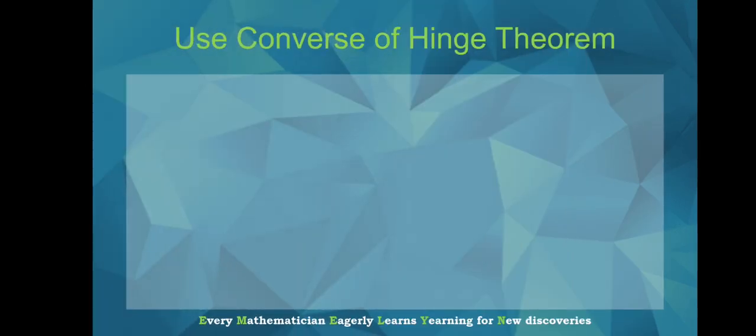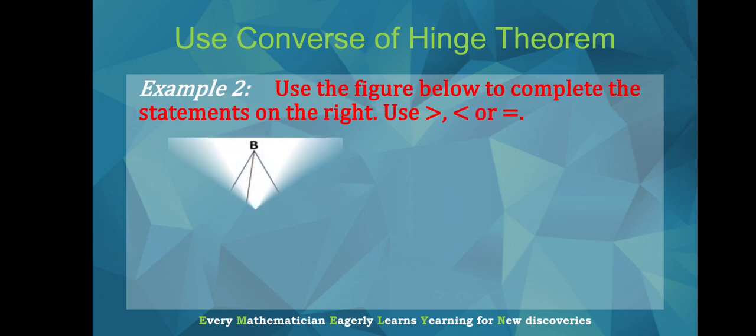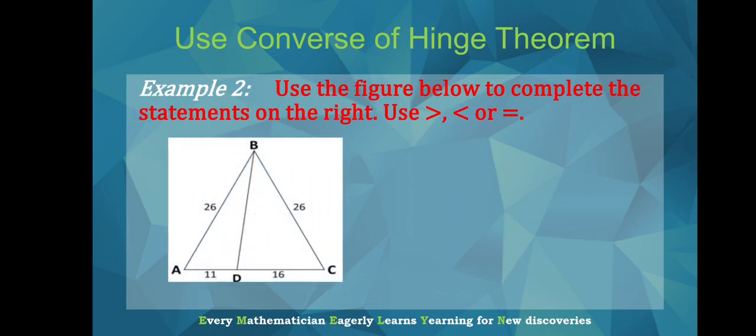Example 2. Use the figure below to complete the statements on the right. Use greater than, less than, or equals. In the figure, the length of AB and CB are both 26 units, AD is 11 units, CD is 16 units, and BD is congruent to BD by reflexive property. Now, compare AD and CD. Answer: AD is less than CD.